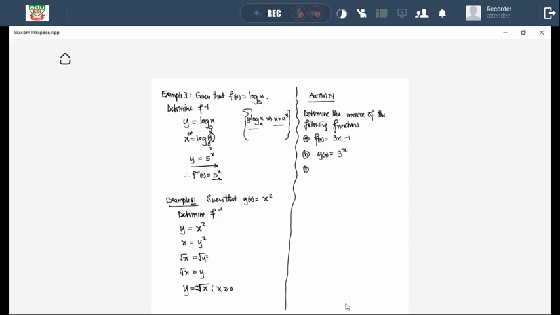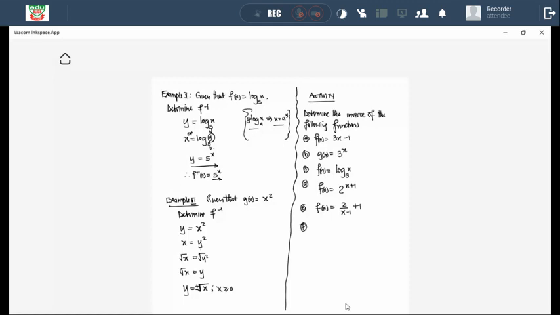C, look at this one. f of x equal to log x to the base 3. Then D, you can also attempt this one. f of x is equal to 2 to the power of x plus 1. Then E, you can also attempt this one. f of x is equal to 2 over x minus 1, plus 1, which is hyperbolic. Good.